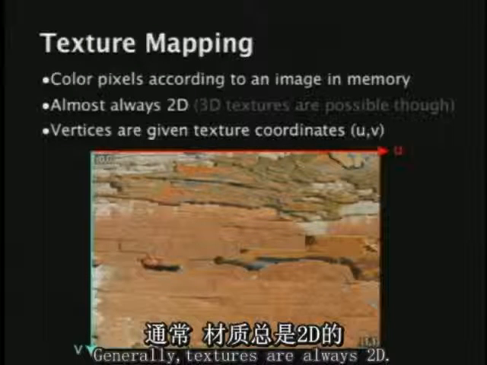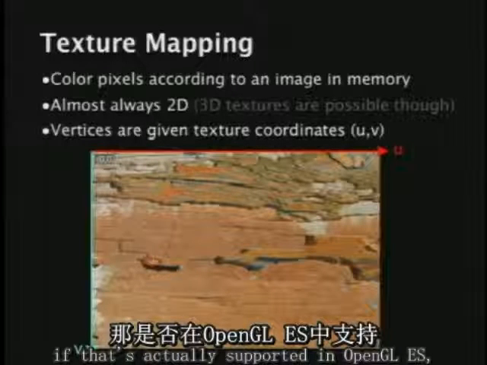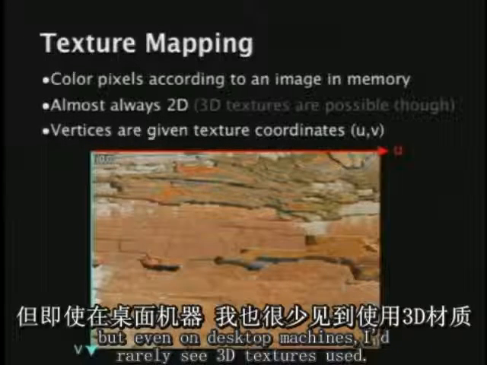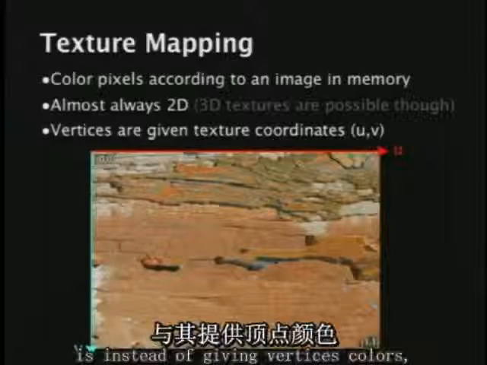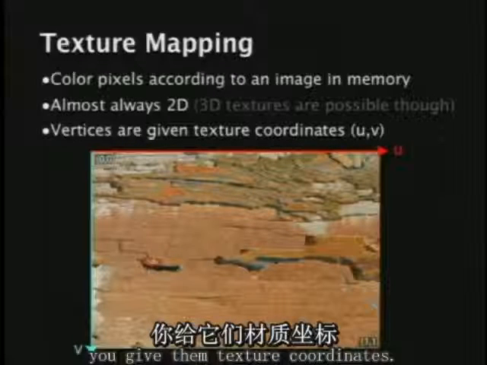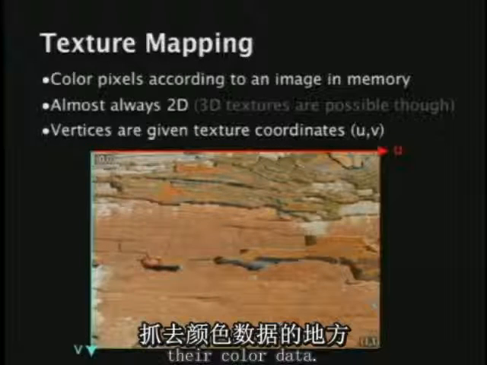Generally, textures are always 2D. You can do 3D textures. I don't know if that's actually supported in OpenGL ES, but even on desktop machines, I rarely see 3D textures used. But the basic way that you work with it is instead of giving vertices colors, you give them texture coordinates that say where in this texture image they should start grabbing their color data.